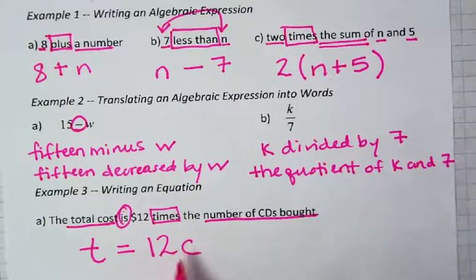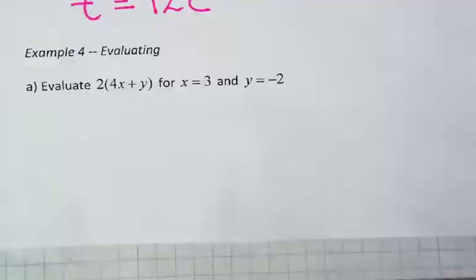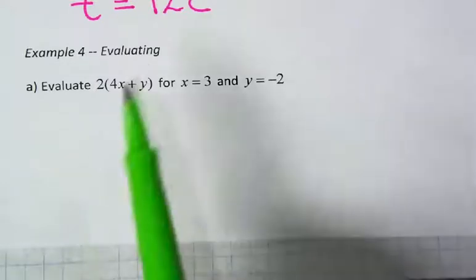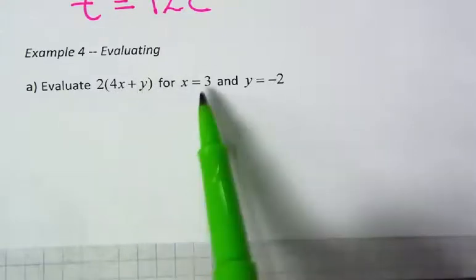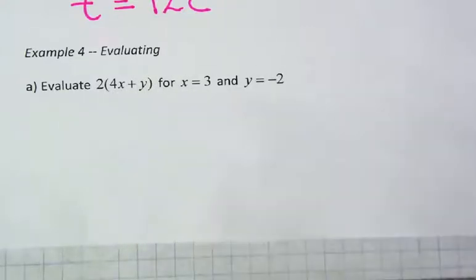Now, you can put the multiplication symbol in between 12 and C, but you're usually not going to see it written that way. You'll just see the 12 and the C next to each other, and that means that they're being multiplied. All right, the last thing that we're going to talk about is evaluating. So if we look back up at our definition that says we're going to replace the variables with numbers and solve. So we want to evaluate 2 times (4x plus y) for x equals 3 and y equals negative 2.